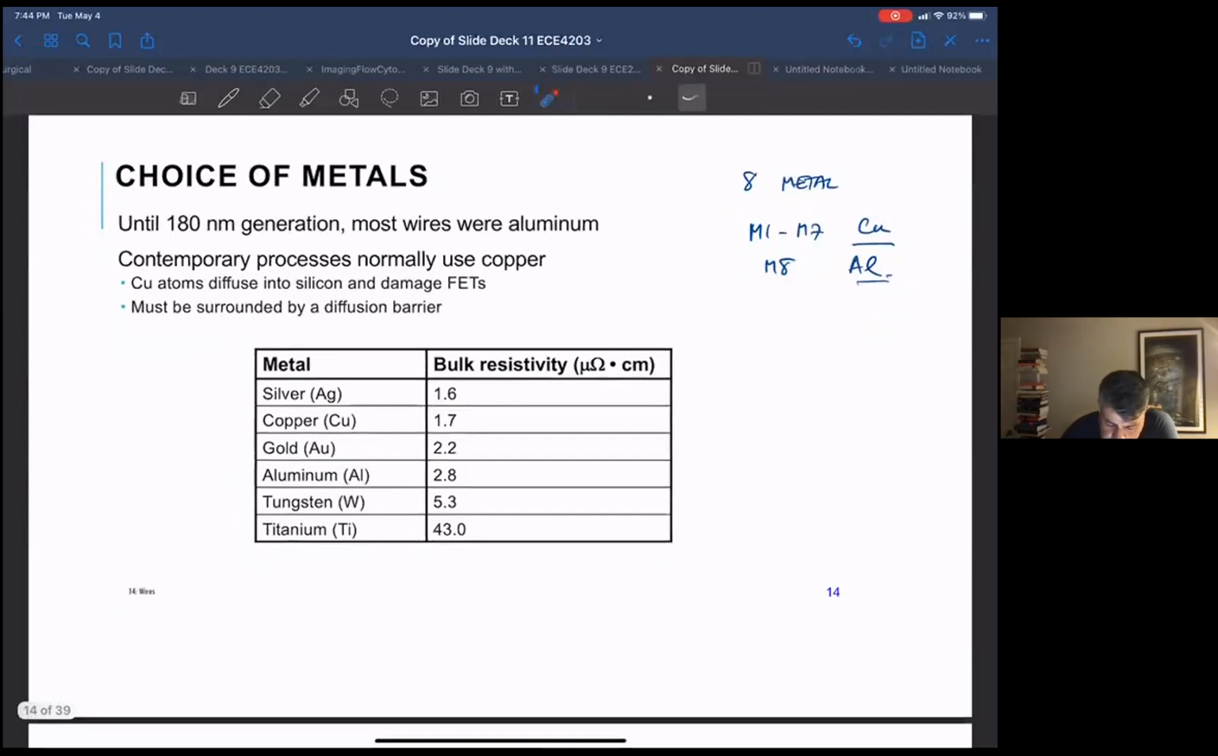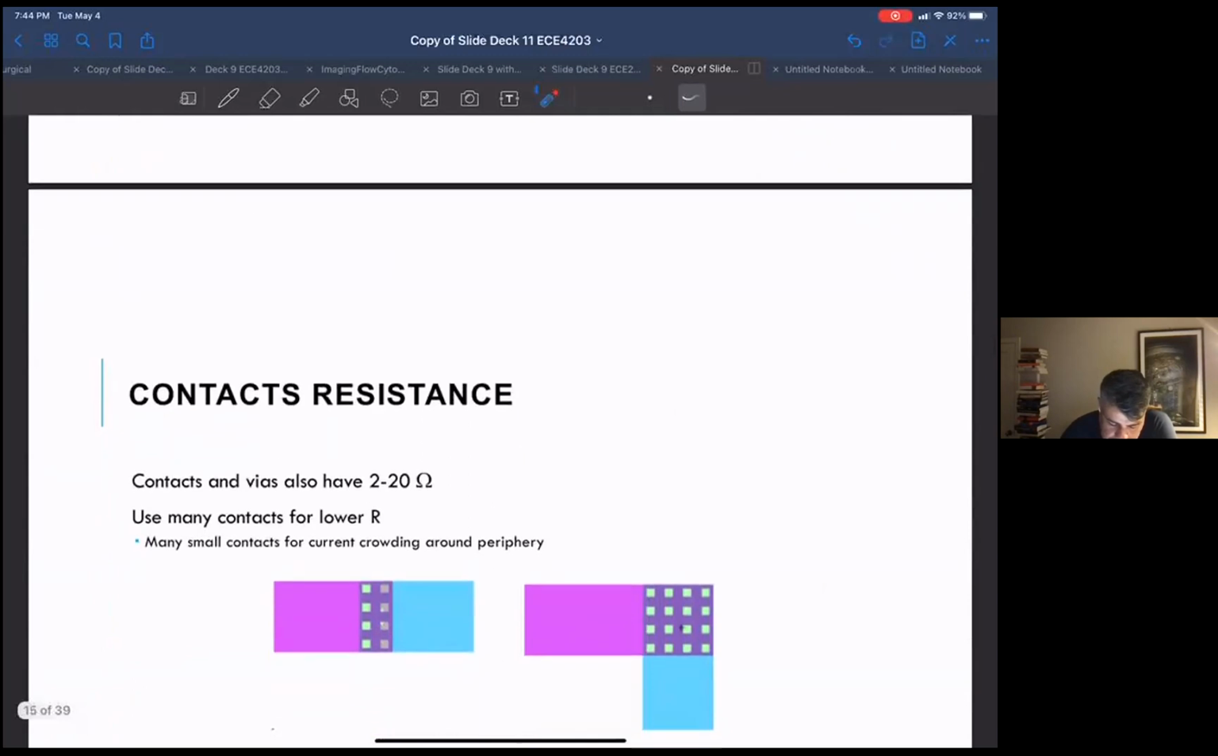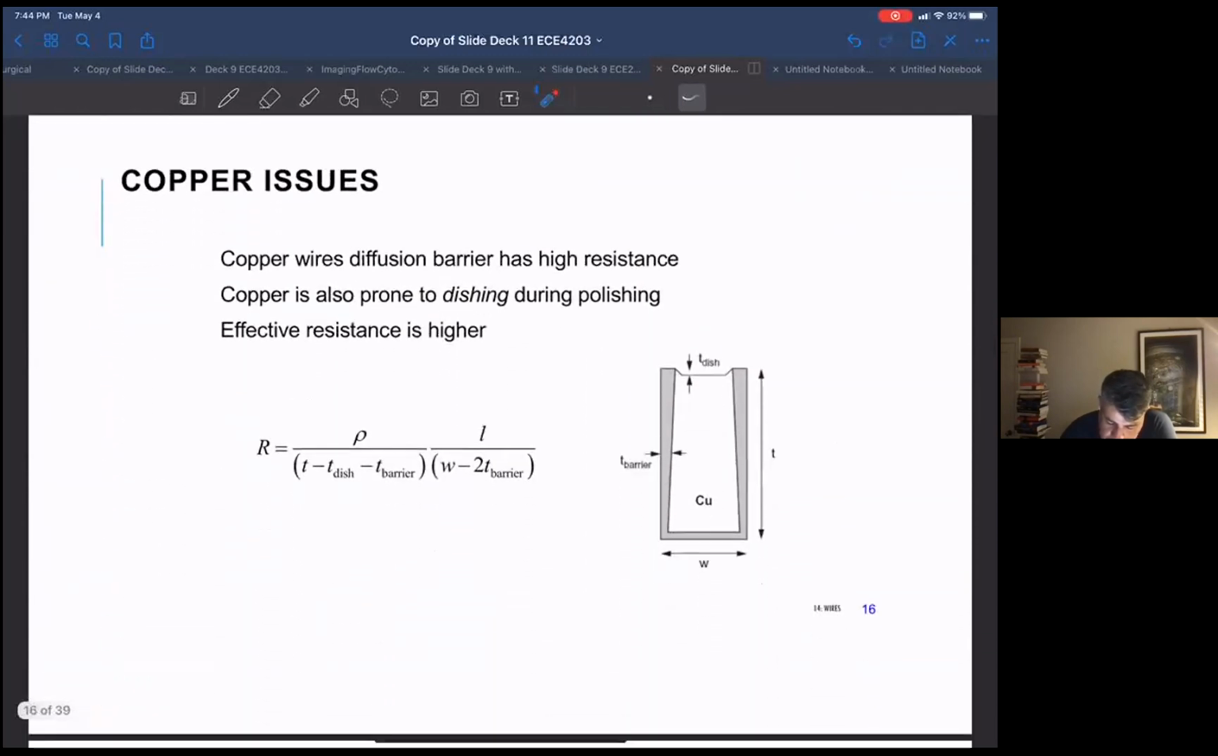So anyway, people went from aluminum to copper in the tighter processes. But the problem with copper again is that it's corrosive and it diffuses into the silicon, etc. So one is you still have to cap with aluminum, but even inside these metal layers, you have to put a diffusion barrier around your copper. So what does it look like? Let me show you a cross section.